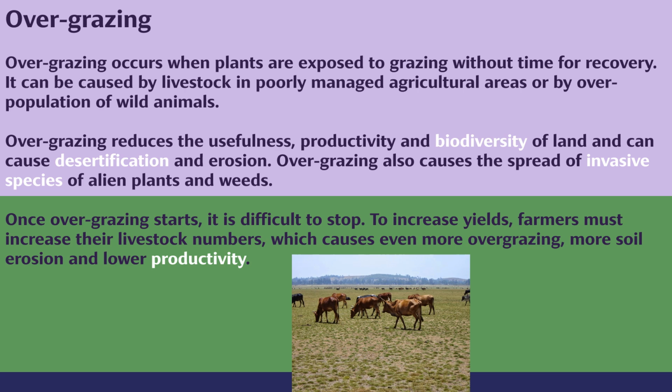Overgrazing also causes the spread of invasive species of alien plants and weeds. Once overgrazing starts, it is difficult to stop. To increase yields, farmers must increase their livestock numbers, which causes even more overgrazing, more soil erosion, and lower productivity.